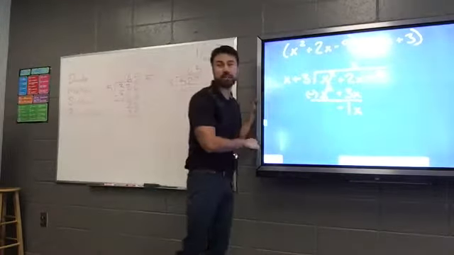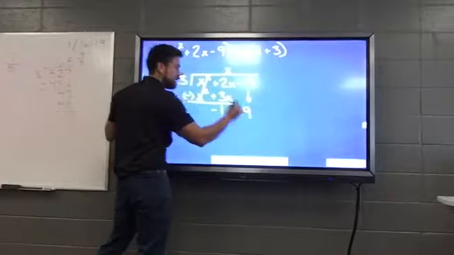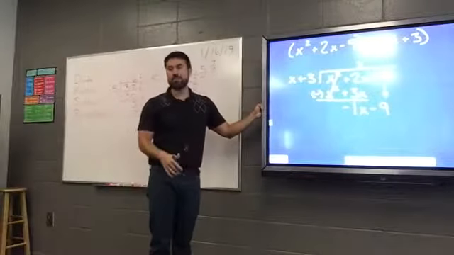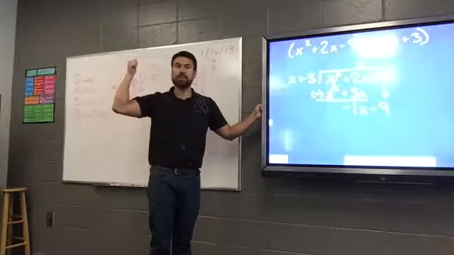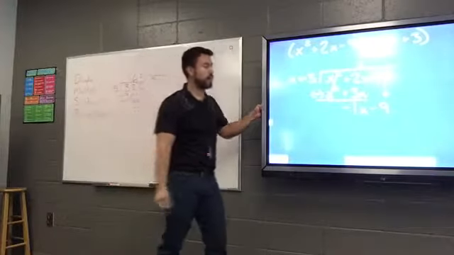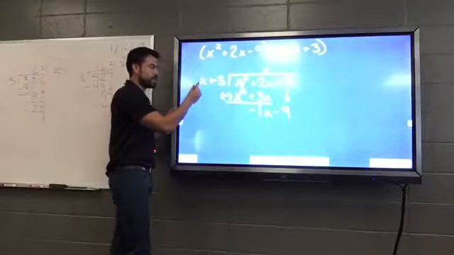Last step? Bring down. What do you think I should bring down? Negative 9. And you don't have to draw that arrow. I did it just to show you it's bringing down. I just brought down. Now where do I go? What step do I go to? Come back to the beginning. Divide. What's negative 1x divided by x?